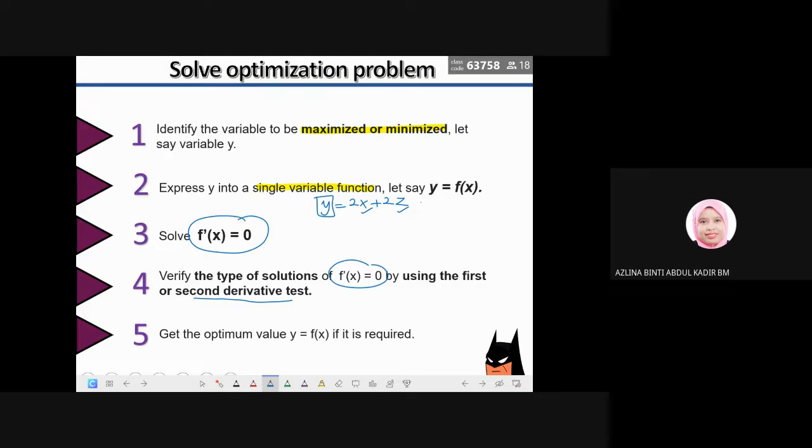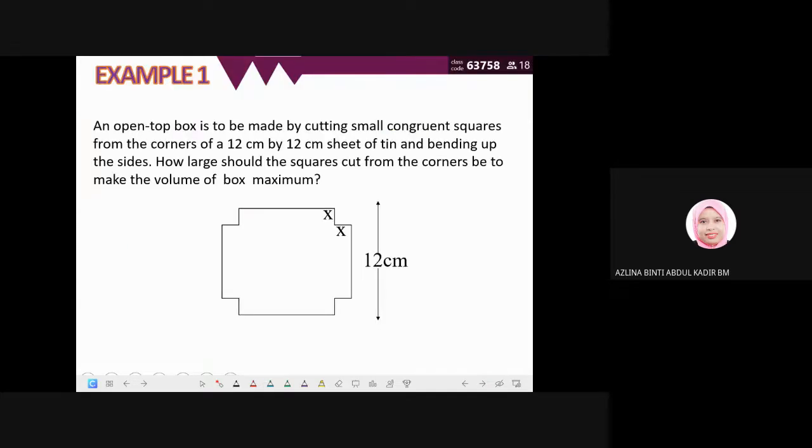Okay, let's look at example. Example 1. An open top box is to be made by cutting small congruent squares, okay, squares from the corners of 12 centimeter by 12 centimeter sheet of tin and bending up the sides. How large should the squares cut from the corners be to make the volume of box maximum?